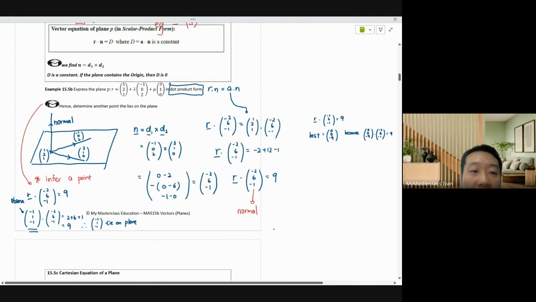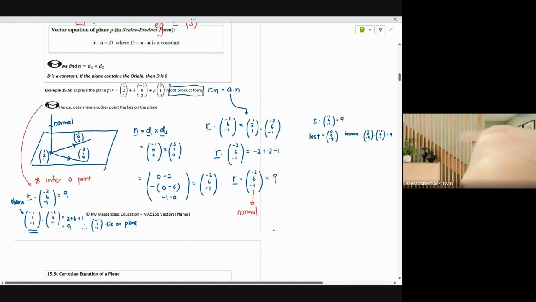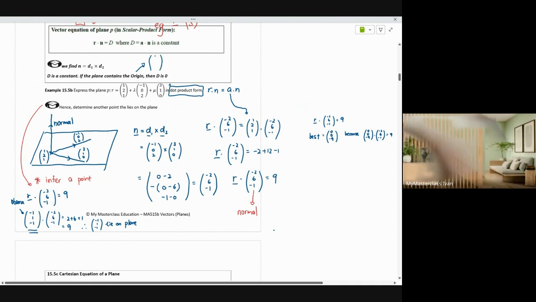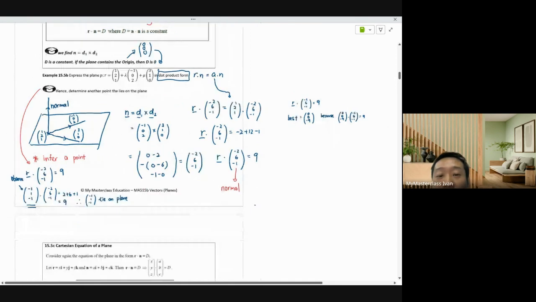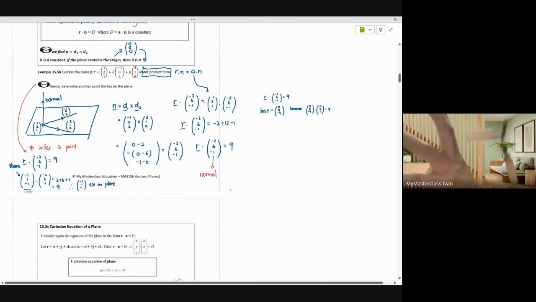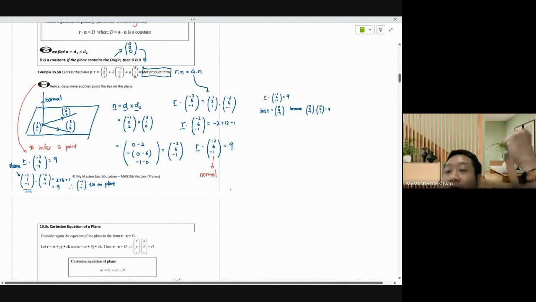And if you can see over there, I sneaked in this: D is a constant. If the plane contains the origin, what is the coordinate of the origin? 0, 0, 0. So 0, 0, 0 dot anything will always give you 0. So that's why D is 0. Understand or not? So if the question gives you r dot 1, 2, 3 equals 0, it means 0, 0, 0 lies on the plane.